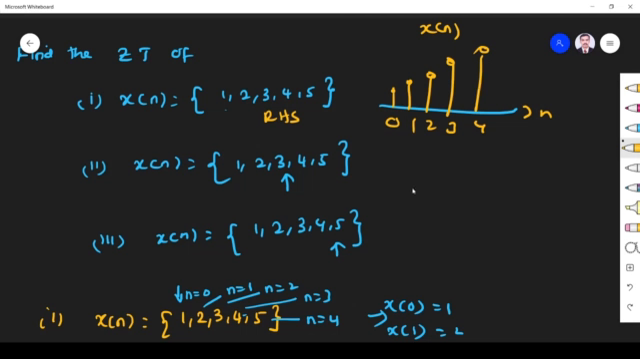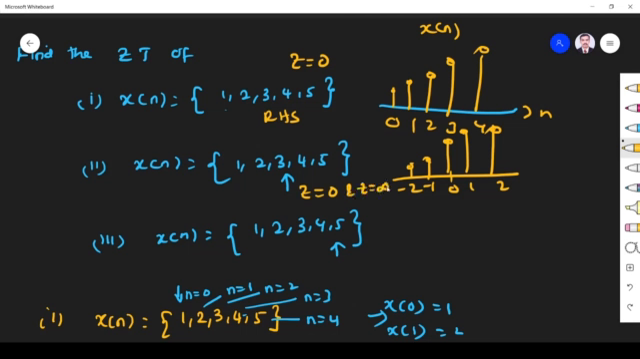For this sequence, the ROC is everywhere except at z equal to 0. Similarly, you see it is a double-sided sequence, with values on both sides of n equal to 0: minus 2, minus 1, 1, 2. Here the ROC is everywhere except z equal to 0 and infinity.